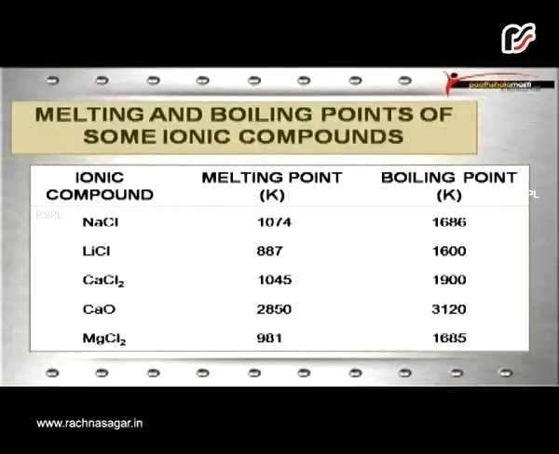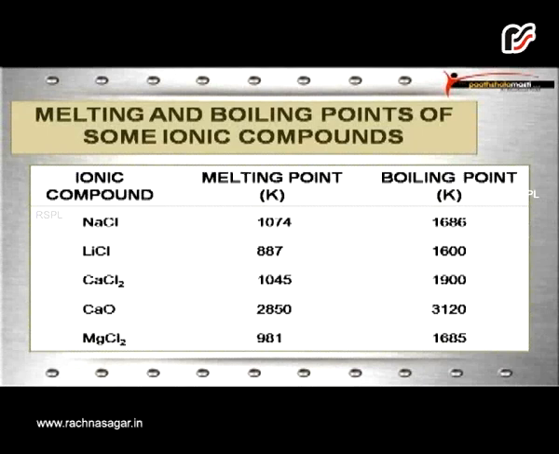Now we are going to take up melting and boiling points of some ionic compounds. Metals and nonmetals, when they combine, form ionic compounds. Ionic compounds are those compounds which, when dissolved in water, form ions. The first ionic compound which we are taking is sodium chloride. It has got sodium positive ion and chloride ion.